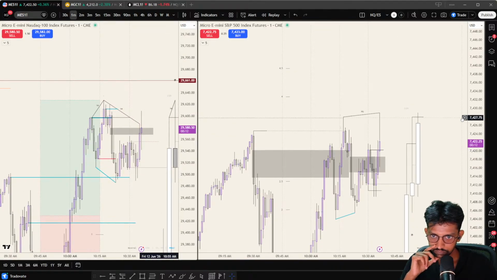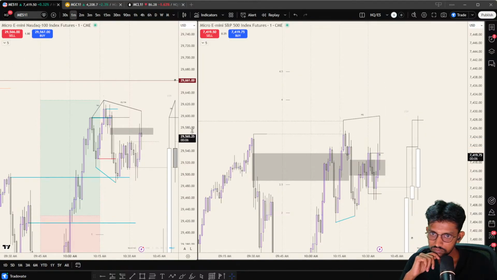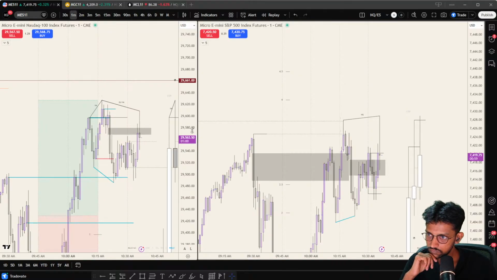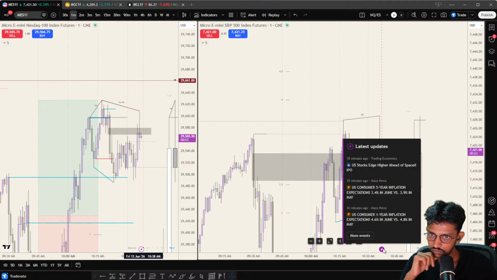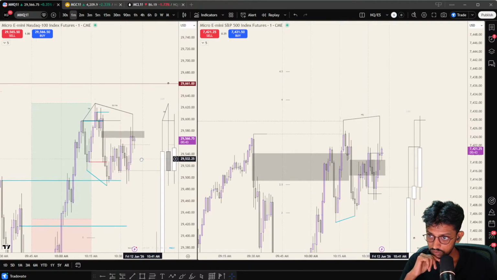Hell no, bro. What the fuck? What was this now? Higher ahead of SpaceX IPO. US stock edge higher ahead of SpaceX IPO. How is this gonna affect?